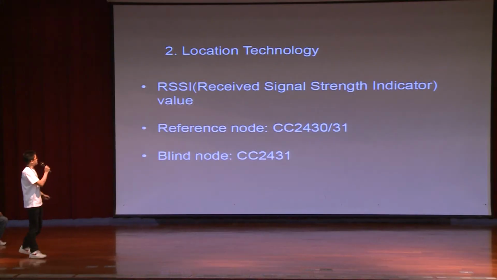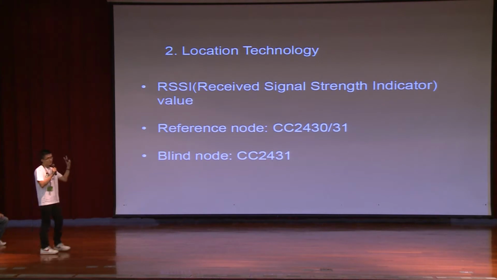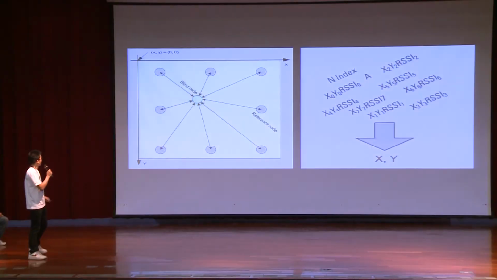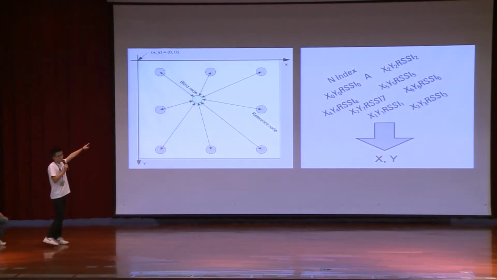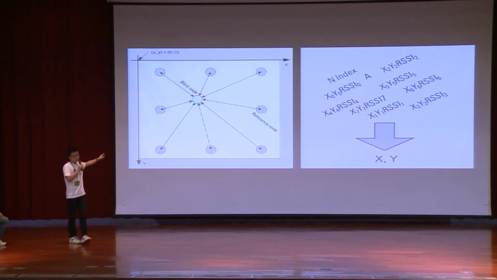For the location technology, there are two kinds of nodes: the reference nodes and the blind nodes. And there is a very important concept: the received signal strength indicator value. Let's look at this picture. The green node is the blind node, and the gray nodes are the reference nodes. The green node will talk to all of the reference nodes and receive the RSSI value from all of them, so that it will know where it is.